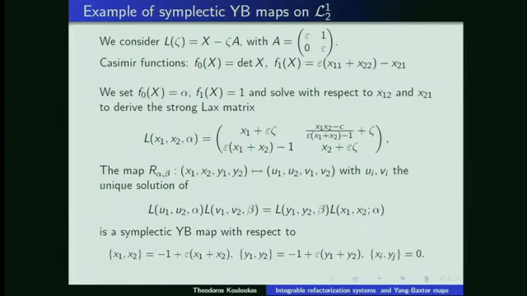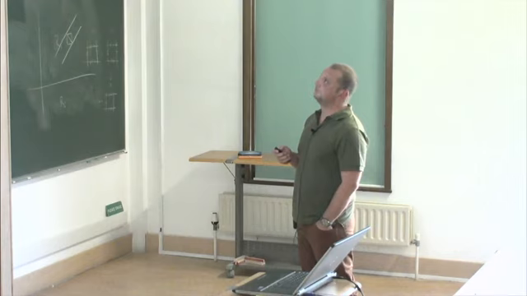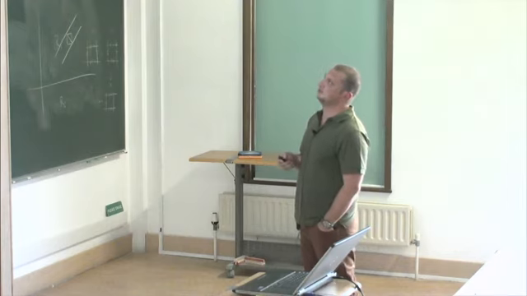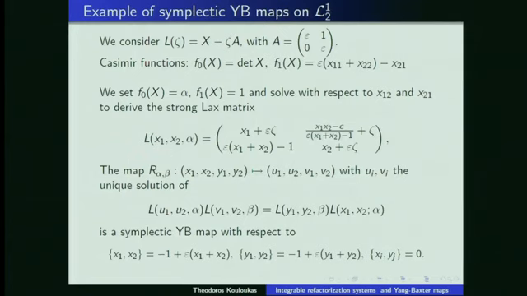So here is an example on the L21 case. So we consider here this matrix A. Here is a constant value epsilon. And now we have these two Casimir functions. We can set f0 to be equal to a and f1 to be equal to 1. We solve with respect to two elements of the matrix, and we derive this matrix. Now, according to the previous proposition, this equation here has a unique solution with respect to u1, u2, v1, v2.